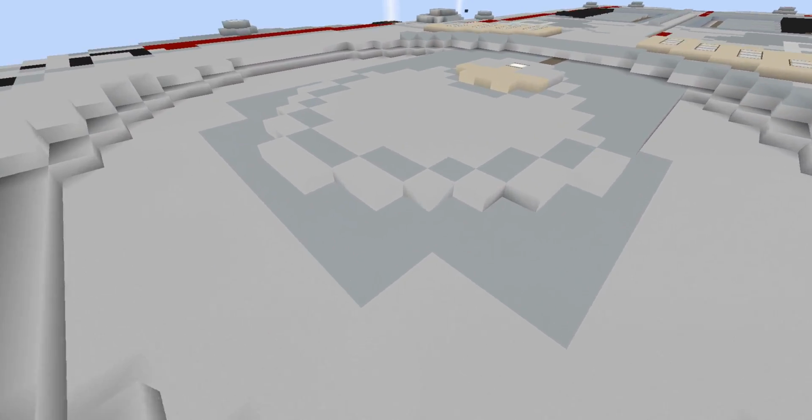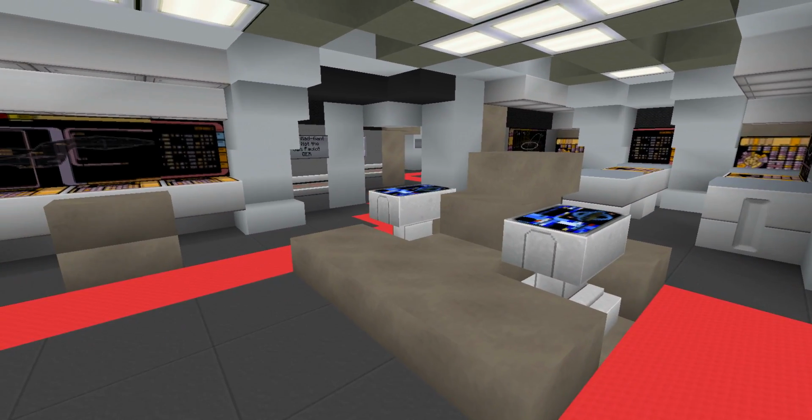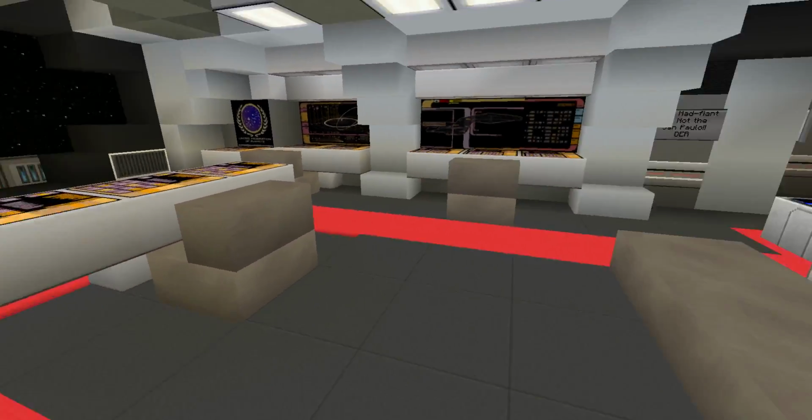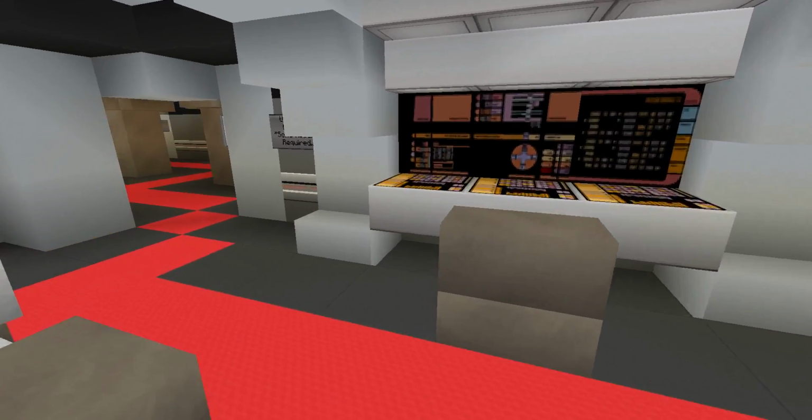But yeah, I'll show you. Oops, come on. There we go. Here we are on the bridge. Make sure the camera brights are off. Of course, this will probably even be reworked once we get access to more blocks.